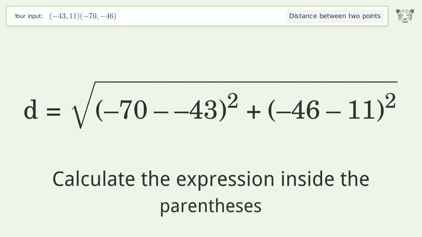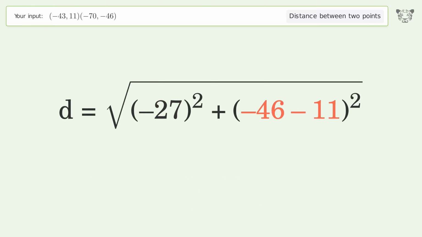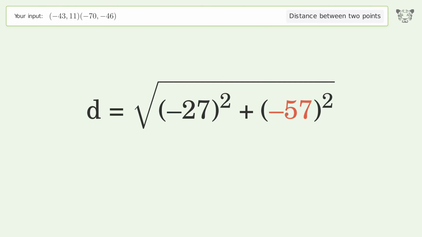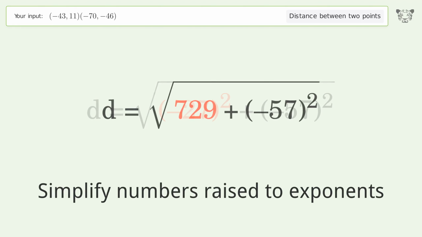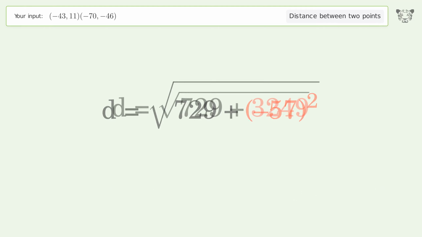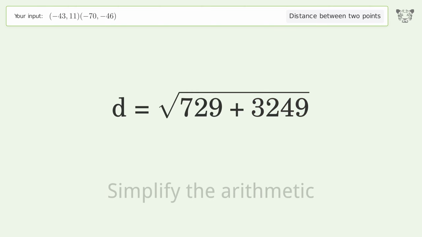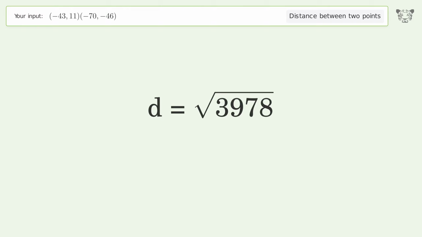Calculate the expression inside the parentheses. Simplify numbers raised to exponents. Simplify the arithmetic. And so the distance between the 2 points is the square root of 3978, or 63.071.